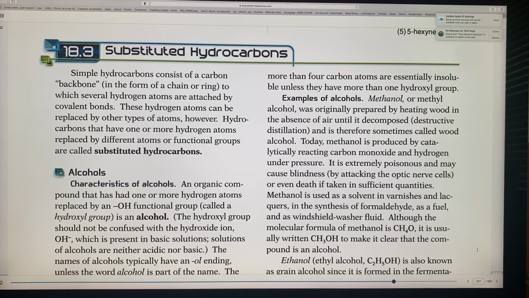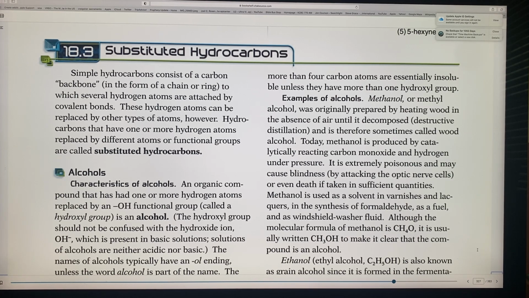So we're in your chemistry book in your last chapter, chapter 18, section 3, substituted hydrocarbons. And so now we're going to be talking about hydrocarbons, but they're going to be substituted by other types of atoms or molecules instead of just hydrogen, okay?